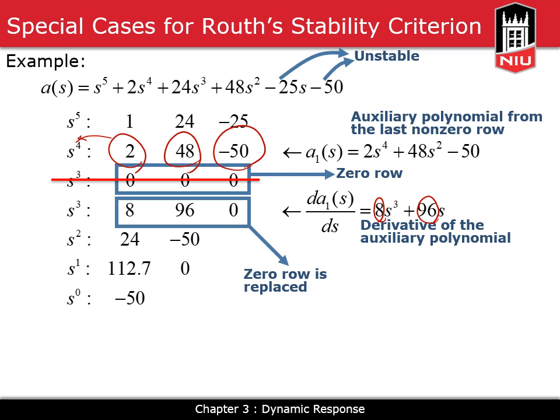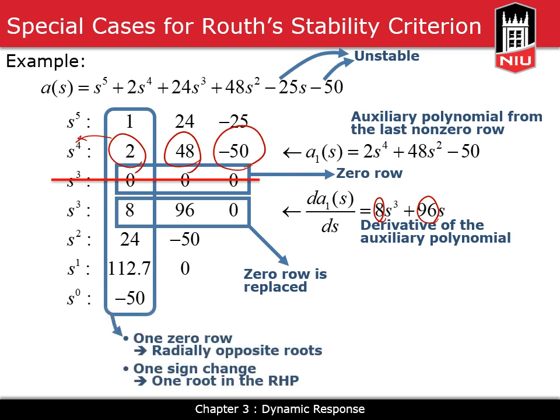So replace that row, and now complete the rest of the rows. Now the table is complete. Look at the first column. We don't have all positives. There's one sign change from the top to the bottom. There is only one negative term at the end, so there's one sign change. That means there's one root in the right half plane. The system is unstable. We knew this from the beginning because not all coefficients were positive.